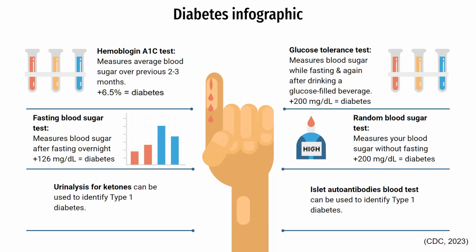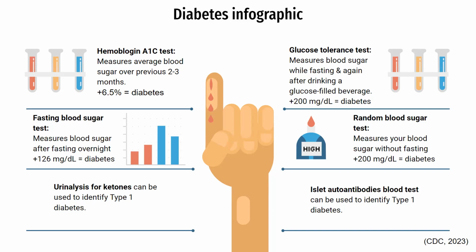A glucose tolerance test measures your blood sugar while fasting and then measures it again after drinking a glucose-filled beverage. A blood sugar level of over 200 milligrams per deciliter indicates diabetes. Fasting blood sugar test measures your blood sugar after fasting overnight. A blood sugar level of over 126 milligrams per deciliter would indicate diabetes. A random blood sugar test would measure your blood sugar without any fasting or preparation for the test. A blood sugar level of over 200 milligrams per deciliter would indicate diabetes.